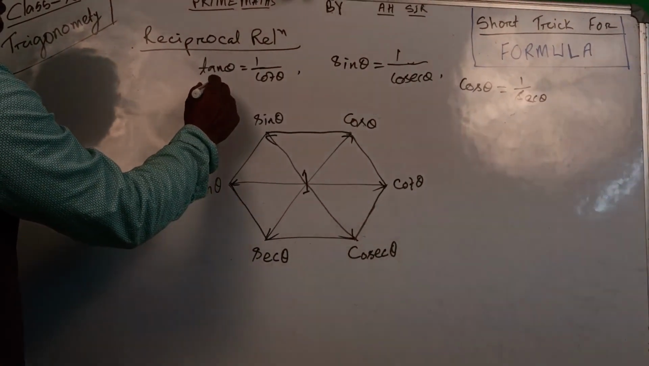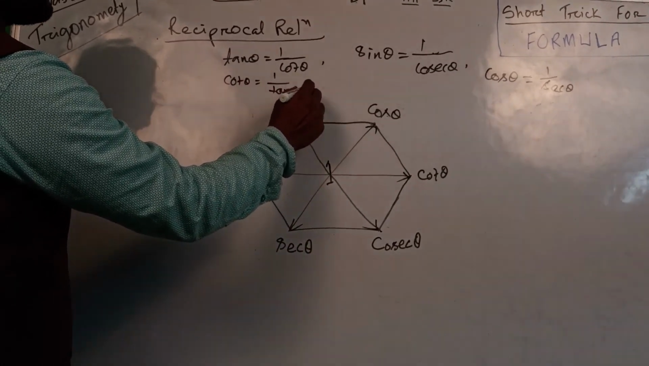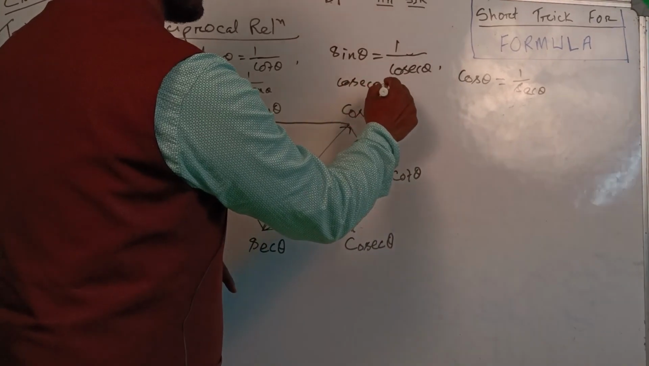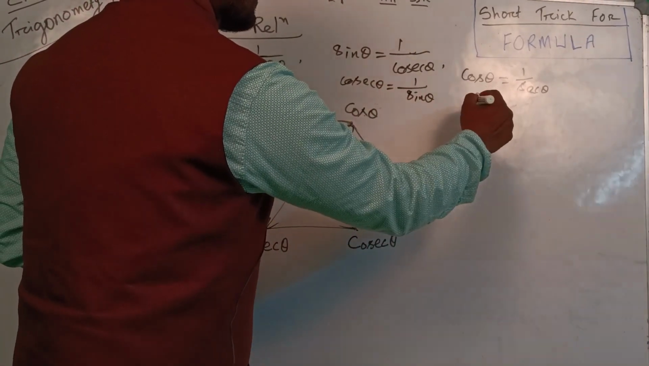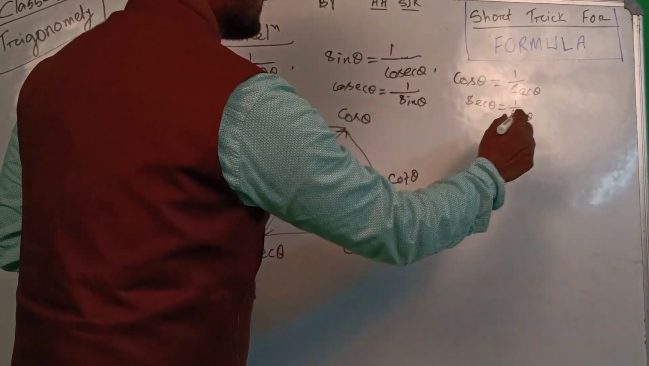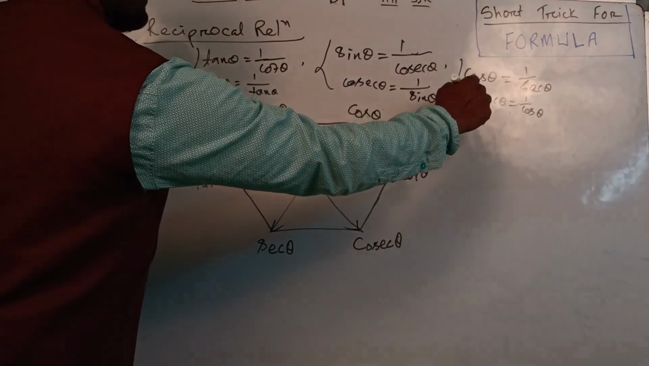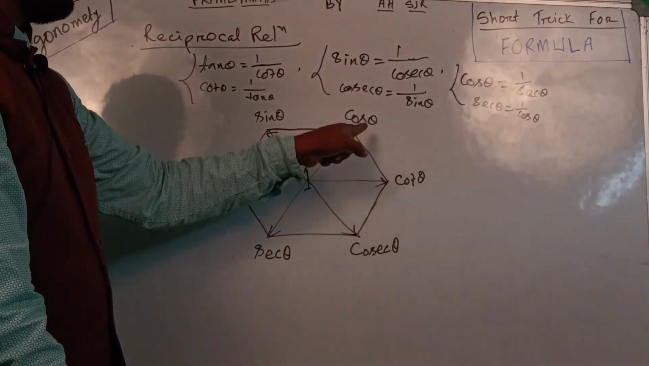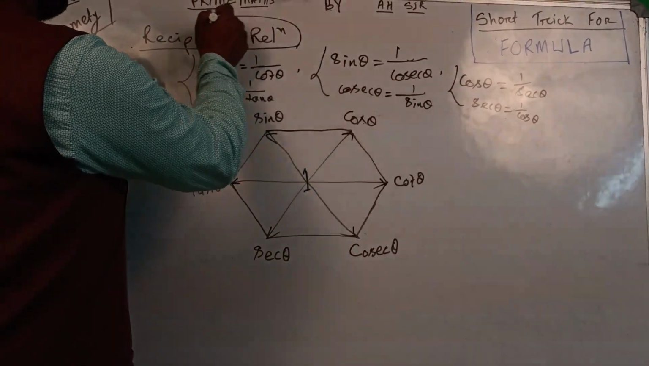If you write cot on this side, tan will go opposite, so cot is 1 by tan. Similarly, if you write cosec on this side, it will be 1 by sine. And if you write sec on this side, it is 1 by cos. So this is called the reciprocal relation. Two here, two here, two here, from the line: sine opposite cosec, tan opposite cot, cos opposite sec. This is another relation, called reciprocal.